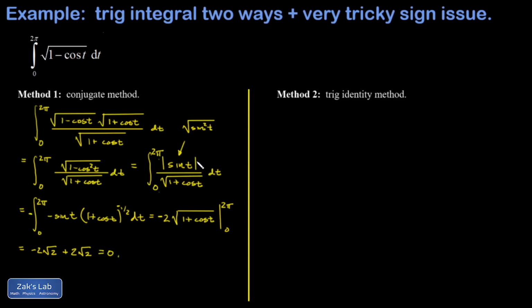And on the interval 0 to pi, there's no difference between the absolute value of sine t and sine t because the sine function is positive. Once you cross over to the interval from pi to 2 pi, then the sine function becomes negative, and I have to write the absolute value as the negative of the sine function. So the way to proceed with this integral is to actually split the integration interval at pi and do two separate integrals. So we'll go ahead and erase our work from before.